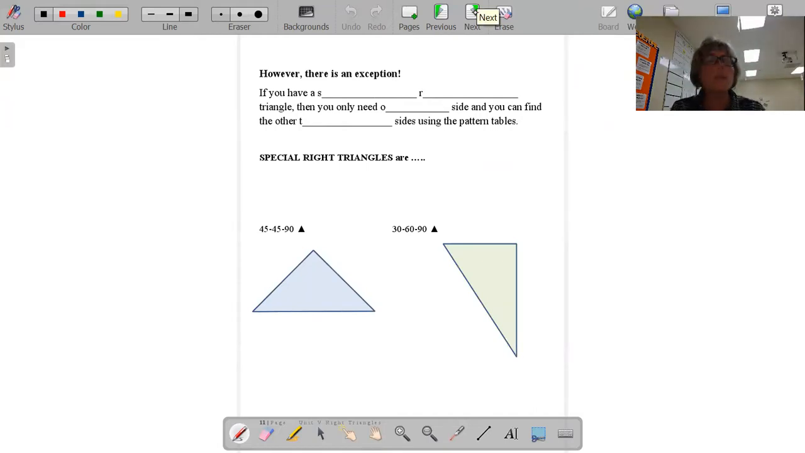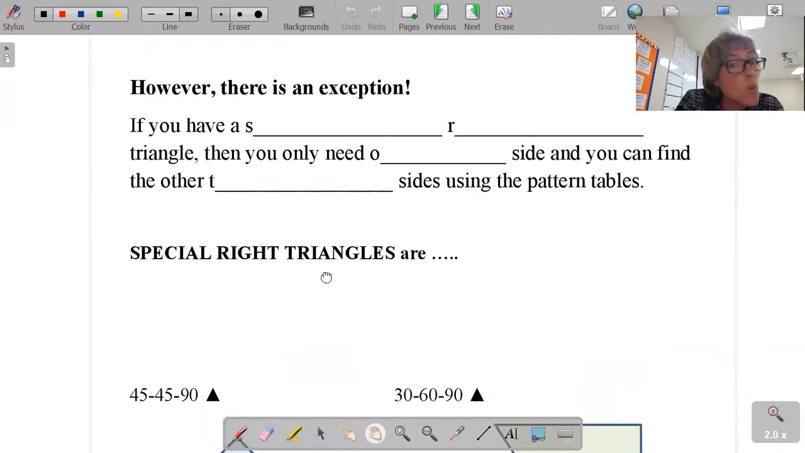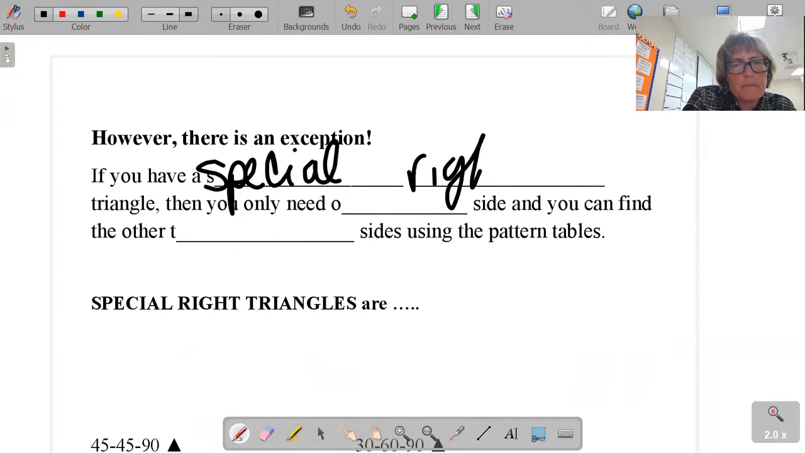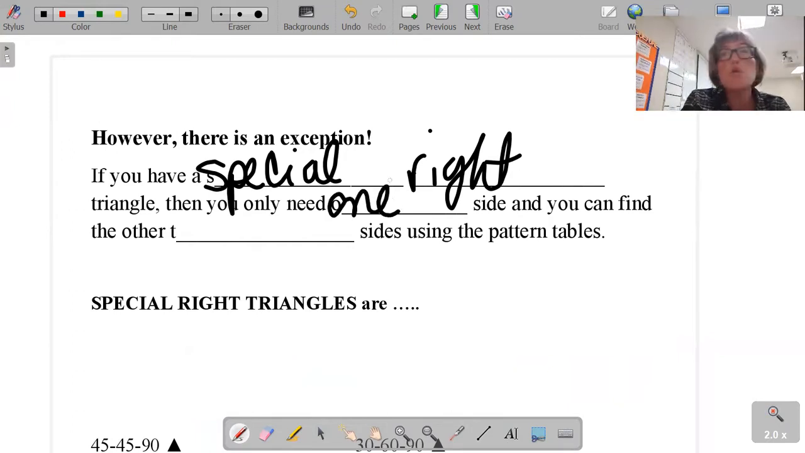That's Pythagorean theorem. Now today we're going to focus on what's called special right triangles. Special. There's a special case. And these two special right triangles have some shortcut patterns. In this special circumstance, instead of having two sides and needing a third side, Pythag, you only need one side. And you can find two other sides with that one side using special patterns.